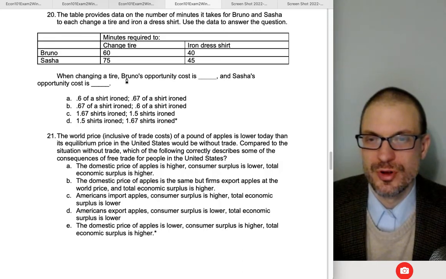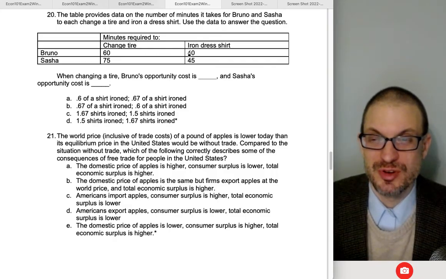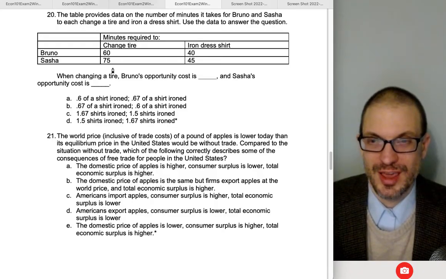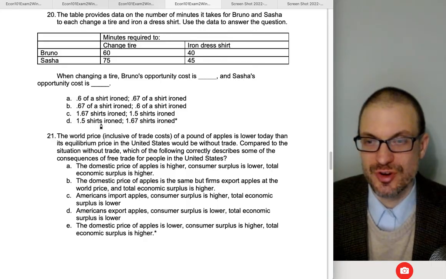All right, so Bruno's opportunity cost of changing a tire, that's 60 minutes. That's more than enough time to do a dress shirt. Matter of fact, it's enough time to do one dress shirt plus a little bit more, right? 60 divided by 40 is what? 1.5 times the requirement necessary to do a dress shirt, right? Because 60 minus 40 is 20. So you're going to have 40 minutes, which is enough to get one whole dress shirt. And then you get an extra 20 minutes, which is half a dress shirt, right? So it's going to be 1.5 dress shirts ironed.